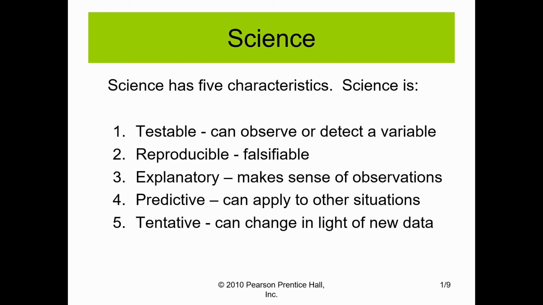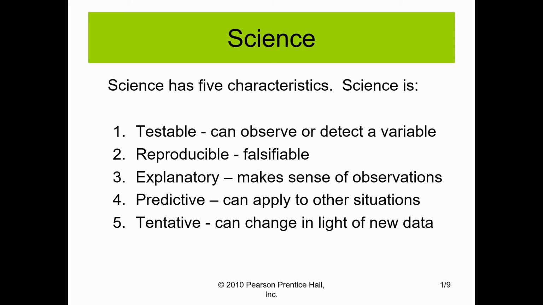Third, scientific characterization must be explanatory, meaning it must make sense of observations. Fourth, it has to be predictive. We can take something that we've learned through a scientific hypothesis or experiment and apply it to a different situation. And then finally, and one of the most important parts, is that it's tentative. Science is flexible in that if there's a new piece of data, a new variable, or a new component that we didn't know about originally, we can change our hypothesis or change our experiment to make sense of this new data.